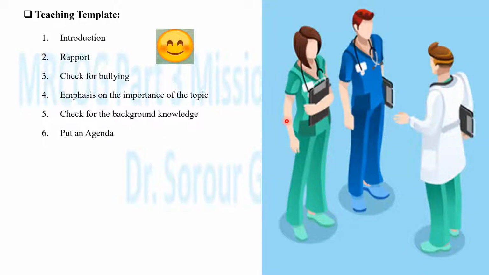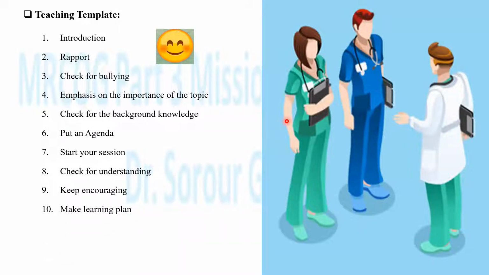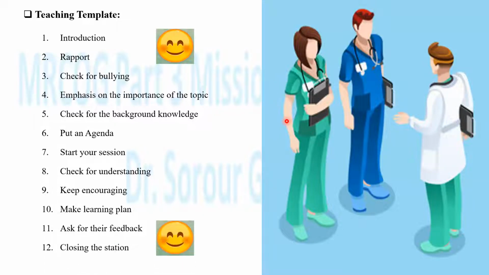Agenda: again, either you have the agenda in the task, or you will simply ask the trainee, what do you expect to come out with today? Here, the role player will tell you the points on which you will be marked during the task. Start your session. This is not a lecture, so you have to check for understanding, invite him to ask any questions, and keep encouraging him during the session. Finally, after finishing, you have to make a learning plan, ask the trainee or the role player for his feedback about the session, and close the session again with a big smile. This is the template for the teaching module. 12 points. If you follow these points, you will have a very good performance in this task.